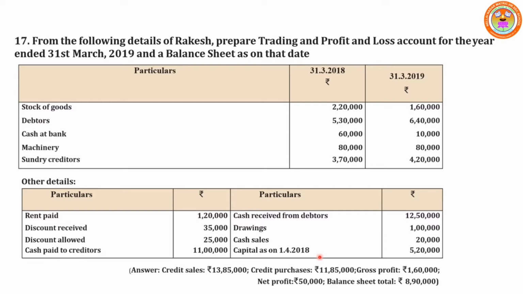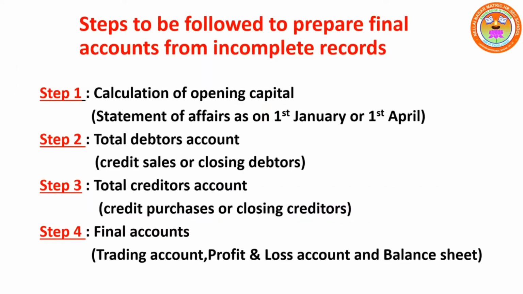Since they have maintained incomplete records, how to prepare final accounts? Let me see. These are the steps to be followed to prepare final accounts from incomplete records. Step number 1, calculation of opening capital. Step 2, total debtors account. Step 3, total creditors account. After preparing these 3 steps only, we could prepare final accounts.